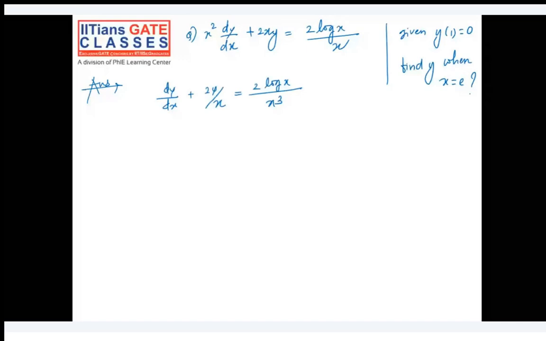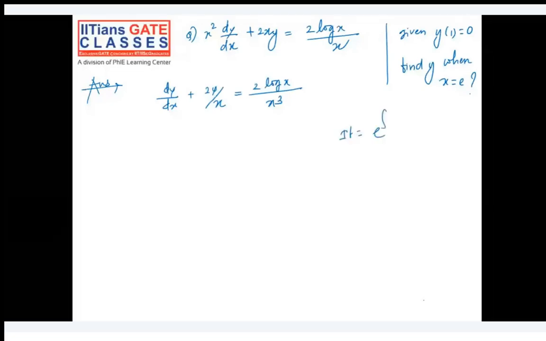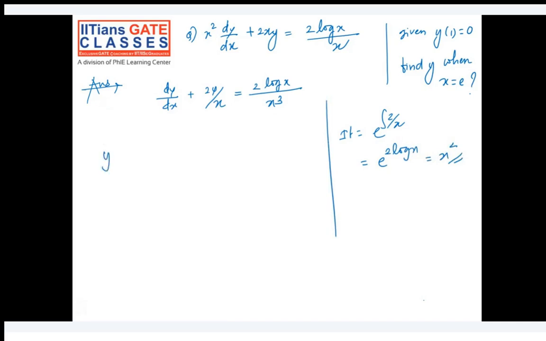So the integrating factor is e to the power integral of 2 by x, so it is e to the power 2 log of x, which means x square. So the solution is y into integrating factor is equal to integral of q into integrating factor, 2 log x by x cube into x square dx plus c. This will get cancelled, so y x square as it is, equals integral of 2 log x by x.